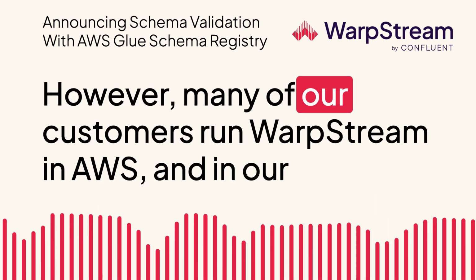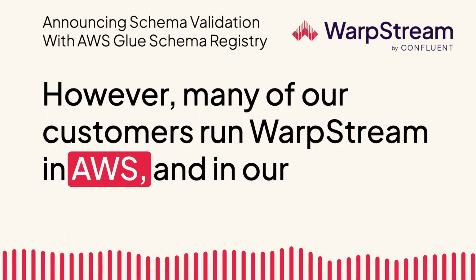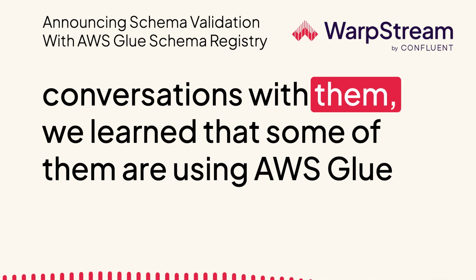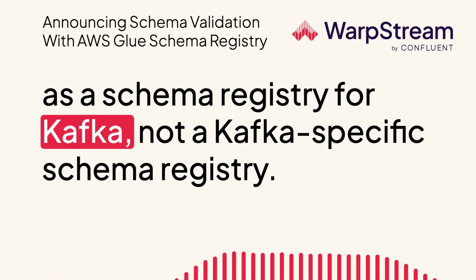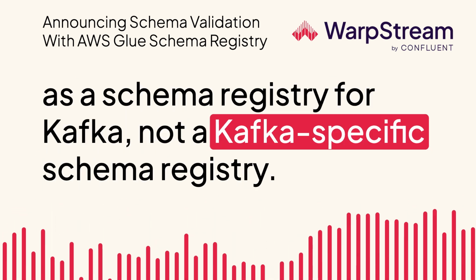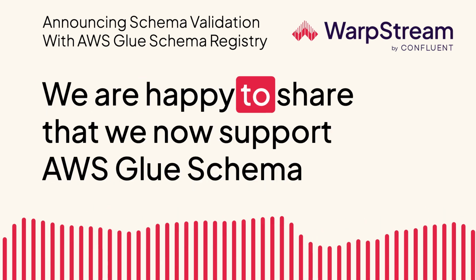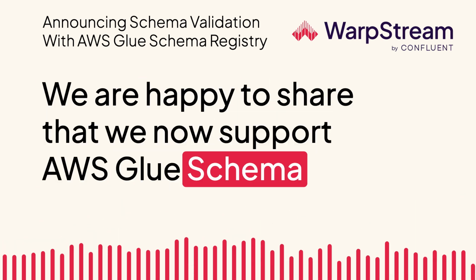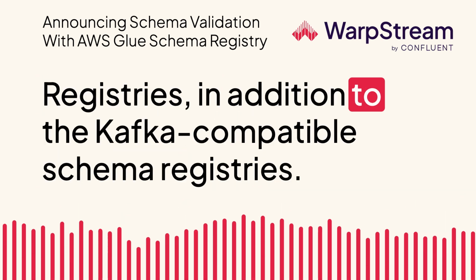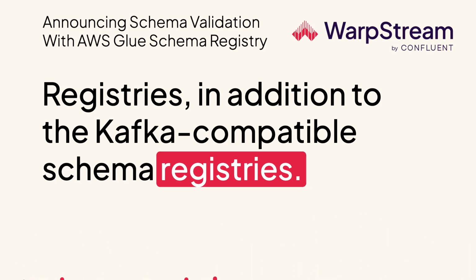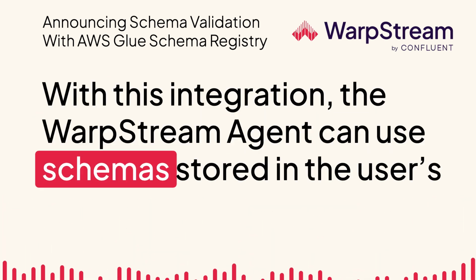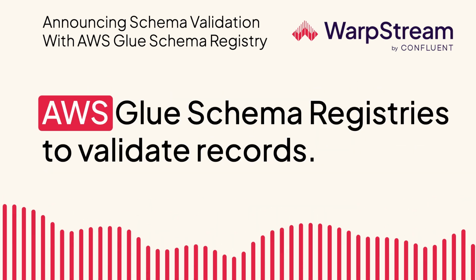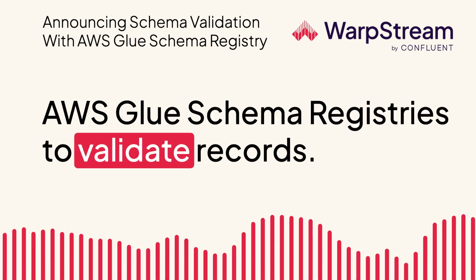However, many of our customers run WarpStream in AWS, and in our conversations with them, we learned that some of them are using AWS Glue as a schema registry for Kafka, not a Kafka-specific schema registry. We are happy to share that we now support AWS Glue schema registries, in addition to the Kafka-compatible schema registries. With this integration, the WarpStream agent can use schemas stored in the user's AWS Glue schema registries to validate records.